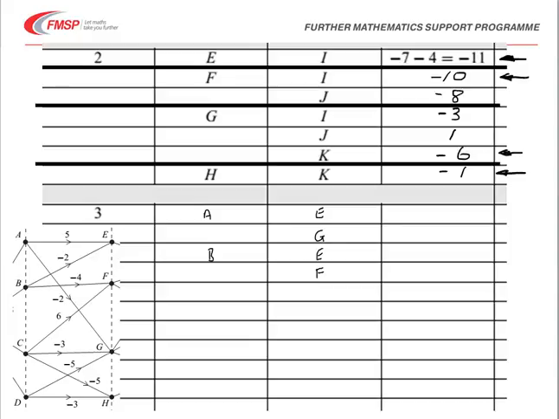C, F, G or H. And D, G or H. So that's just reading off this network here. And again, I would put in the actual values from the network itself first of all.